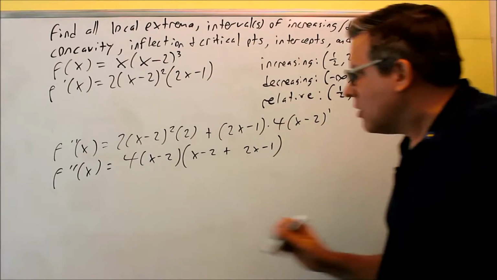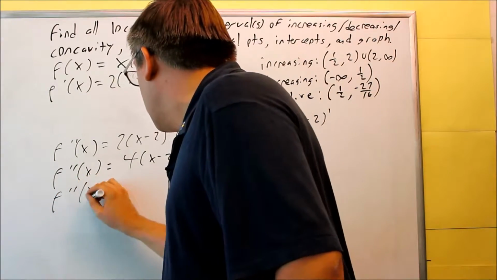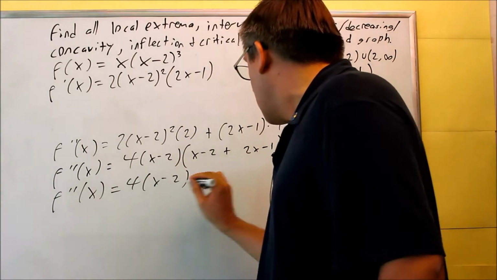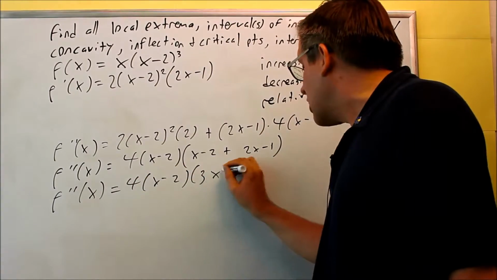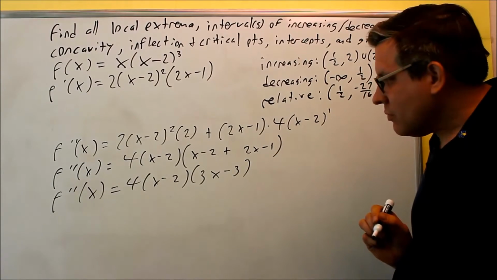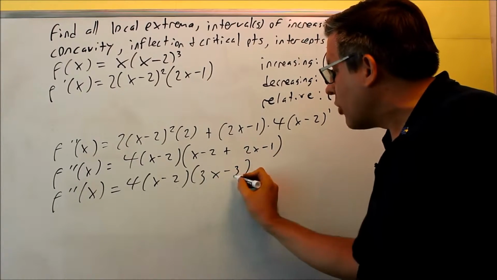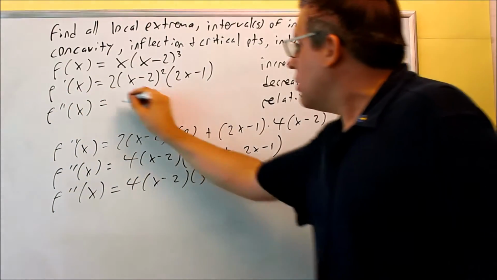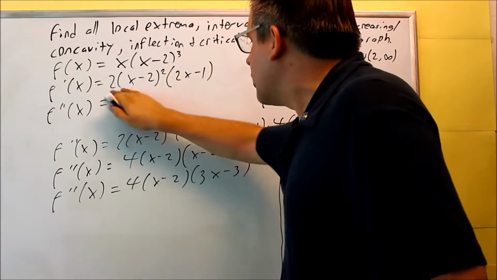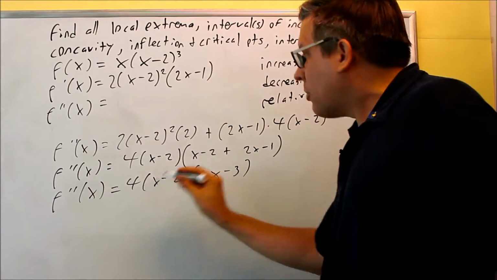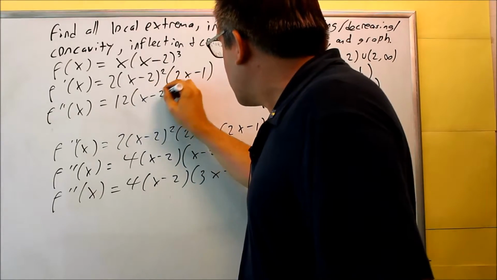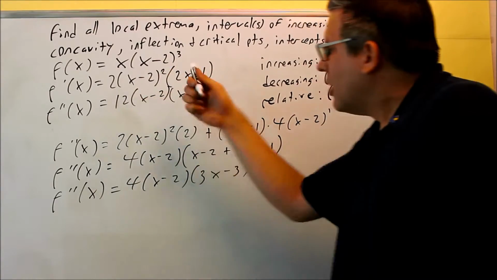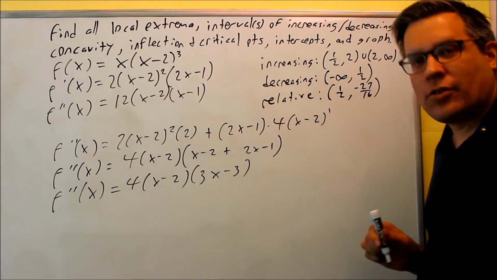Next, we're going to simplify this inside the parentheses. Okay, so when we do that, 3x minus 3. But then you can factor out a 3 here. I'll do that up here. To get the second derivative, that's going to be a 12 actually, because you're taking out a 3 from here to multiply by the 4. So 12, x minus 2, and then x minus 1 you'll have left over there. This is going to be your completed second derivative, fully factored.